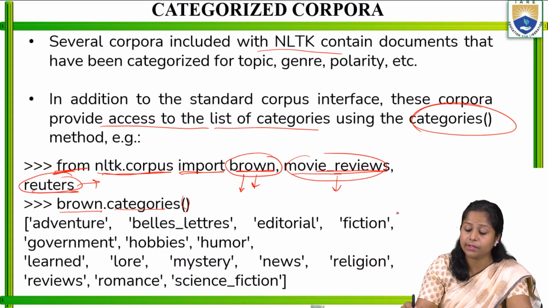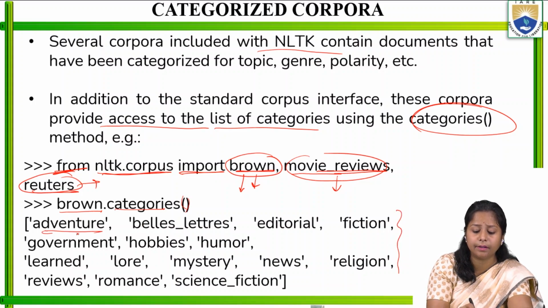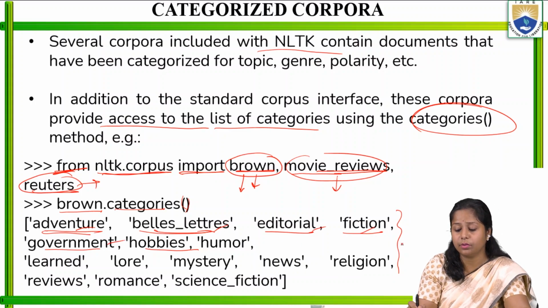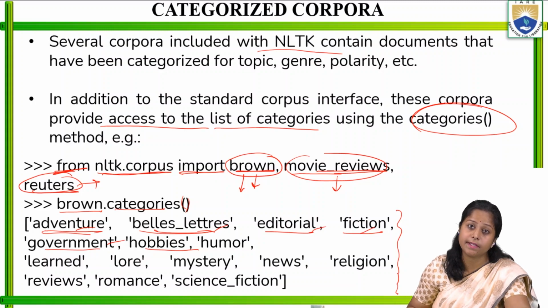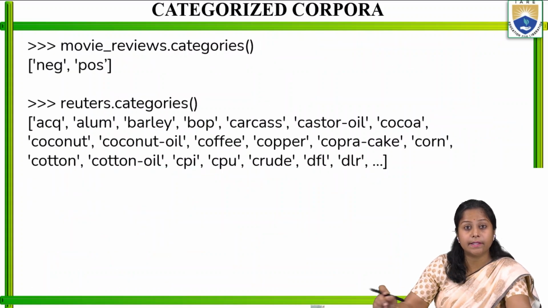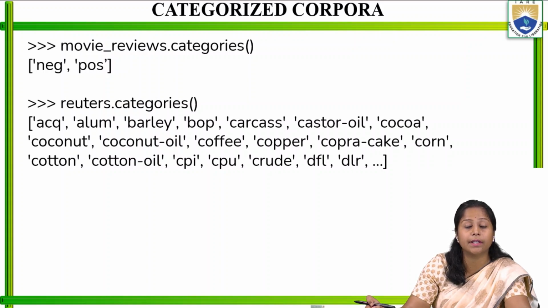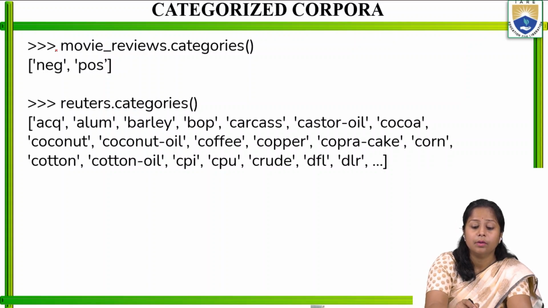Then it is going to list all the related categories in single quotes. So adventure related files are there, belles lettres, editorial, fiction, government, hobbies, news, religion. These are a few categories listed here, showing what type of data is in this corpus. Now in the next line, if I need to call the movie reviews category documents, I need to write movie_reviews.categories function.